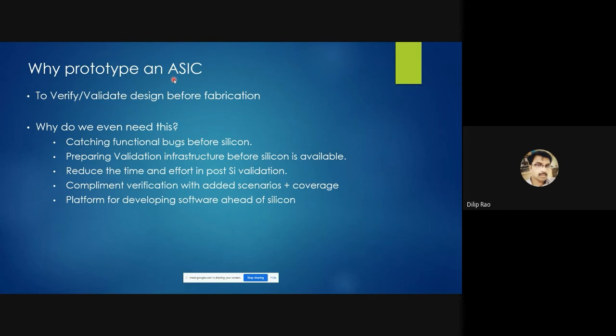Why is it needed? As I said before, I think throughout this discussion I said many times, before we go ahead and commit the huge amount of investment that is necessary for ASIC design, it's very crucial that we have a working silicon already. So that's where FPGA comes into the picture. We need to verify and validate that the design is clean before fabrication.